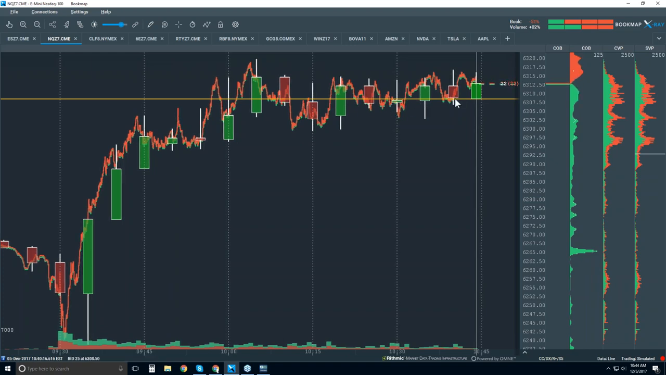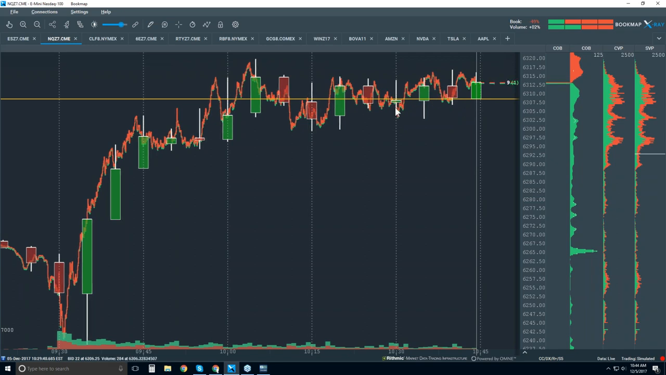All right. Okay, so that gives us insight here just with the microstructure. So this is bullish at the moment. All right.